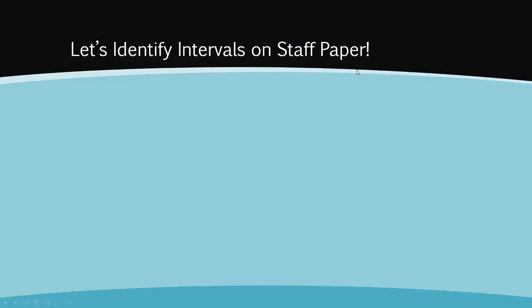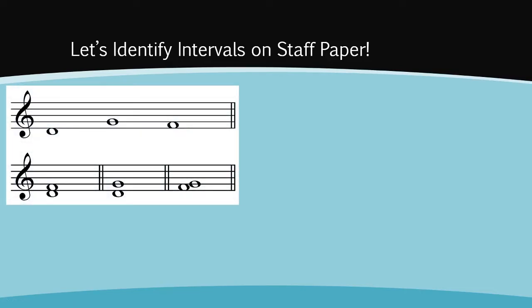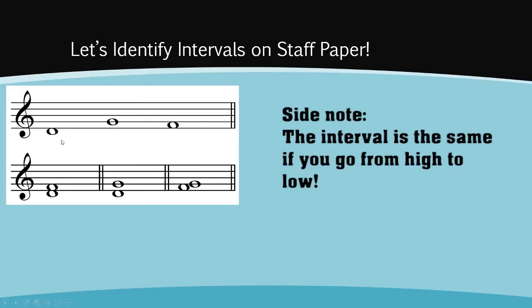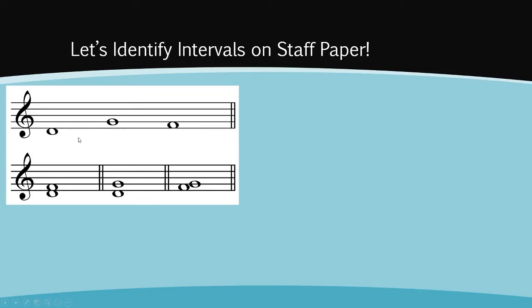All right, so let's try to identify intervals on staff paper now. We have this example. Notice how they're pretty much the same, the top and bottom. This one has them separated, and this one has them on top of each other. Usually if you can rewrite it so that they're on top of each other, I think it's a lot easier to determine the intervals. We'll always start on the lowest note. So in this case, we have this one and this one, and this one and this one, and it also shows this one and this one.